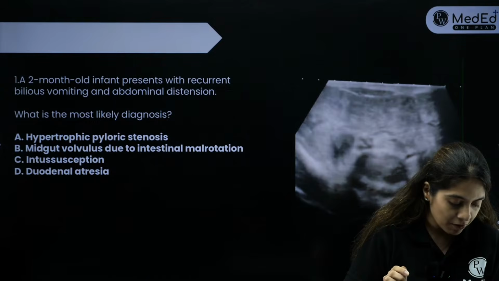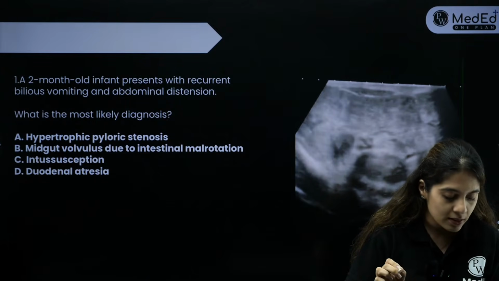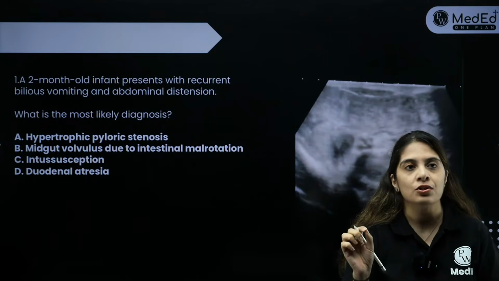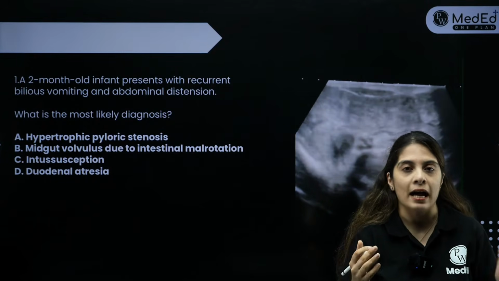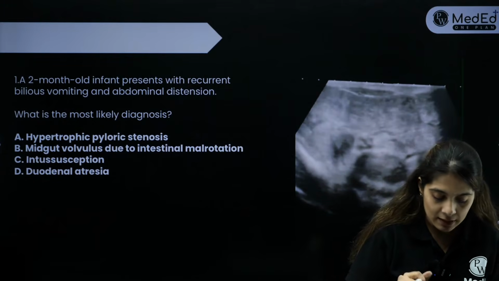A 2-month-old infant presents with recurrent bilious vomiting and abdominal distension. What is the most likely diagnosis? So the question given to you is recurrent bilious vomiting and abdominal distension, in a newborn, 2 months old. Okay, let's see the video.